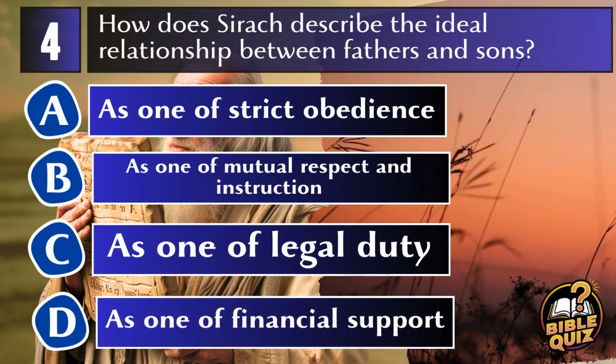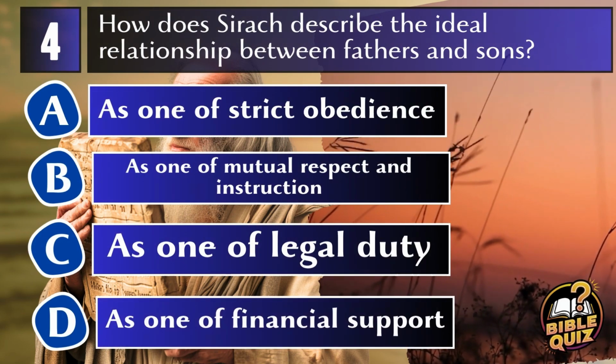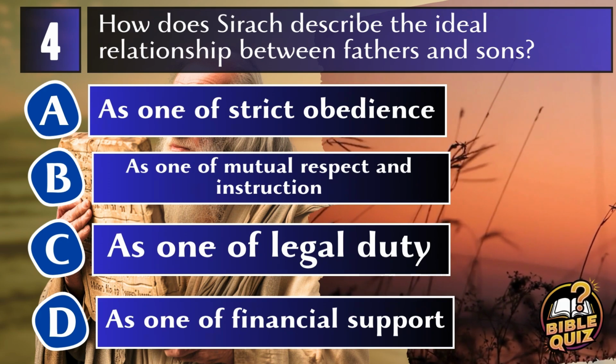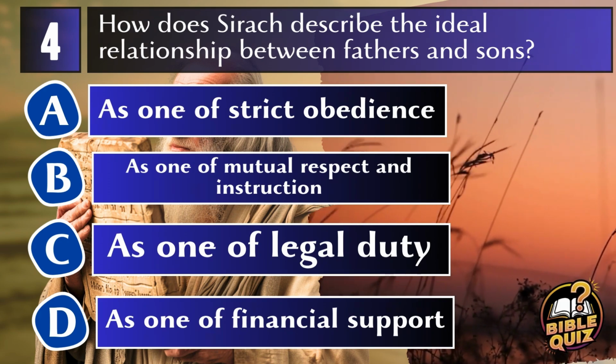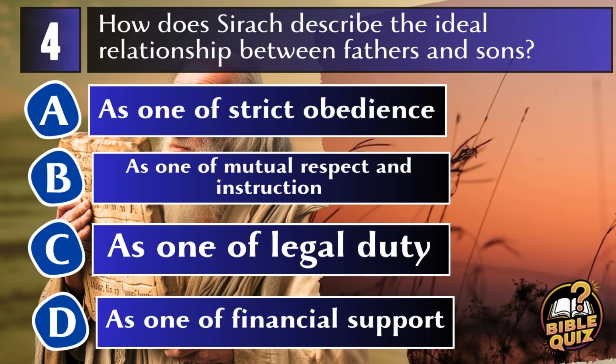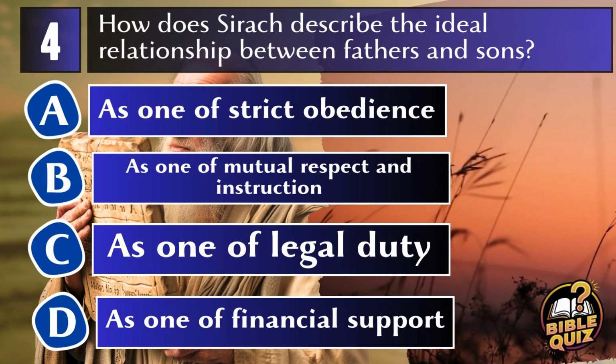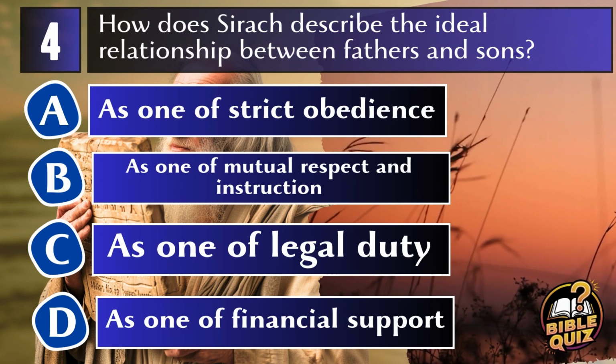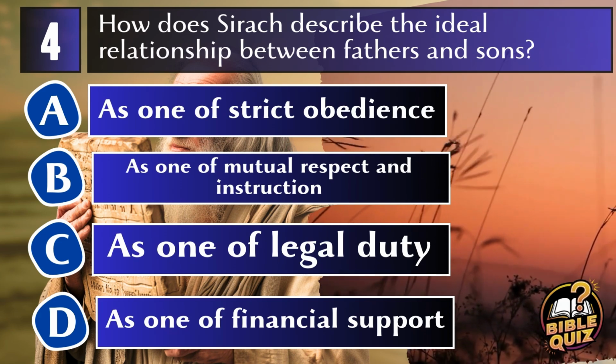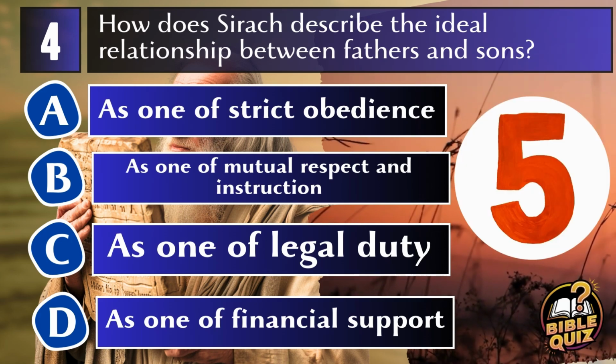Question 4. How does Sirach describe the ideal relationship between fathers and sons? A. As one of strict obedience. B. As one of mutual respect and instruction. C. As one of legal duty. D. As one of financial support.